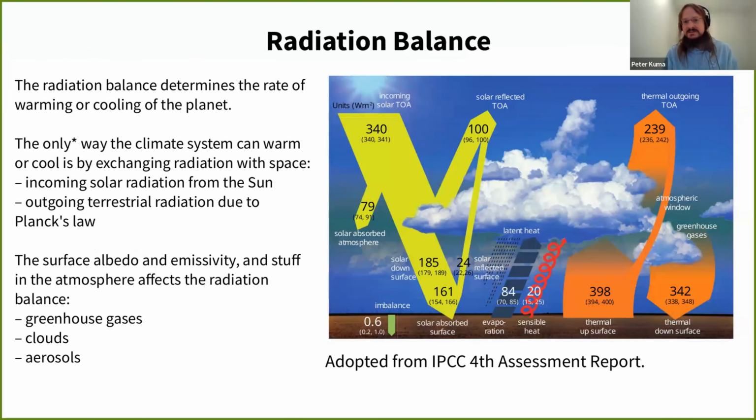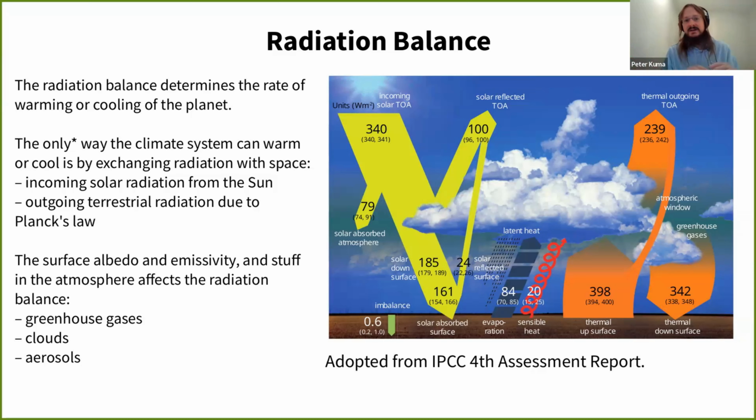The Earth is nearly in radiation balance. So that means the sunlight coming to the Earth is almost equal to the thermal radiation that's emitted by Earth into space. And so the planet basically cools or warms depending on the balance of the radiation at what we call top of atmosphere, which is like an imaginary sphere encapsulating the entire Earth.